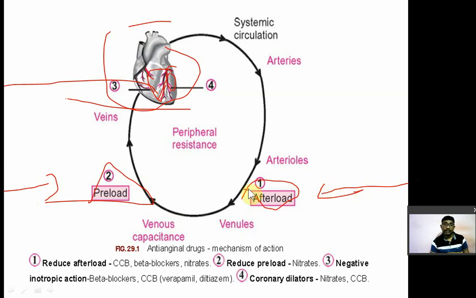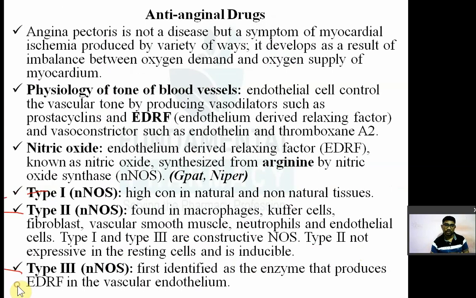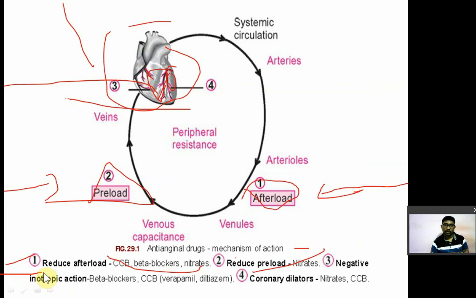Okay, so you can decrease the preload and you can decrease the afterload, so that you can decrease the workload on your heart. That is also another treatment approach. There are different drugs used in the treatment of angina pectoris. You can reduce the afterload by using calcium channel blockers and nitrates. You can reduce the preload by using nitrates. Then you can use drugs which have a negative inotropic effect, which decrease the rate and force of contraction, so the workload of the heart will be decreased. Negative inotropic drugs are like beta blockers and calcium channel blockers. Coronary dilators, for example, are calcium channel blockers and nitrates.